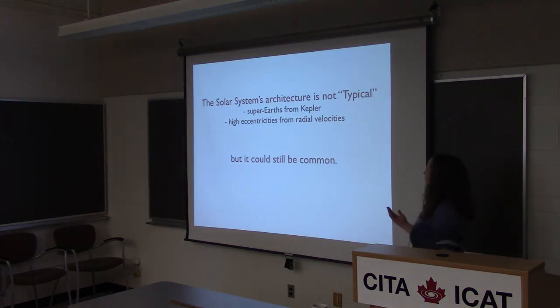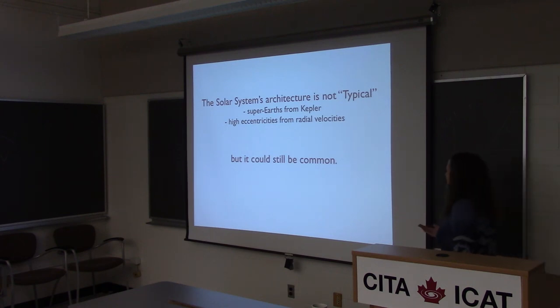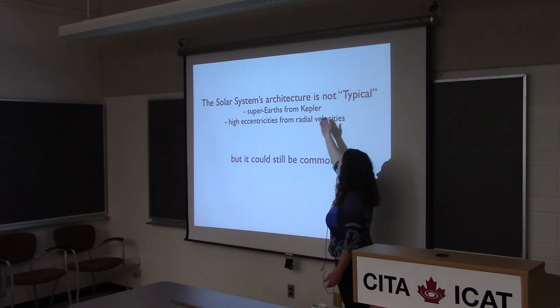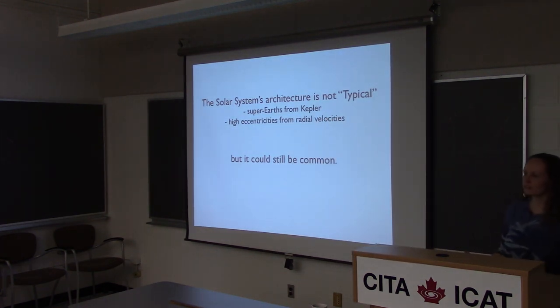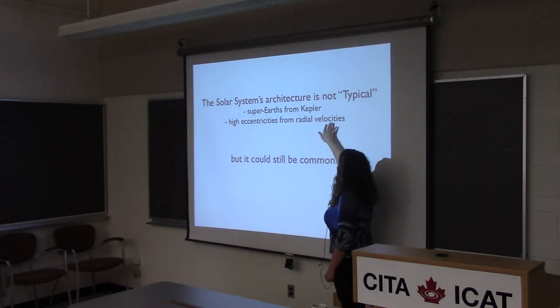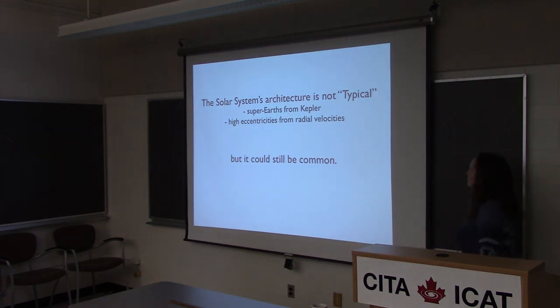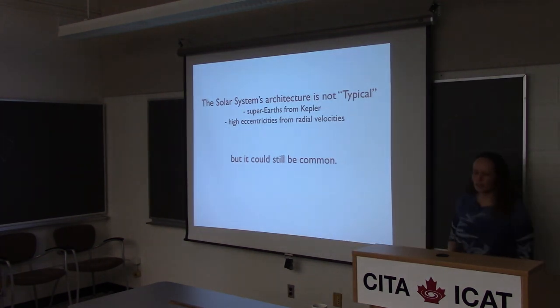So what can we infer from this about the solar system's architecture? Well, the first thing that we can say immediately is that it's not typical. Something like 30% of stars in the sky have super Earths on short separation orbits. We know this from Kepler. Those are not found in the solar system. There are plenty of high eccentricity giant planets from the radial velocity data. So it's clearly the case that the solar system's architecture isn't typical, but we still don't know if it's a common outcome of planet formation.